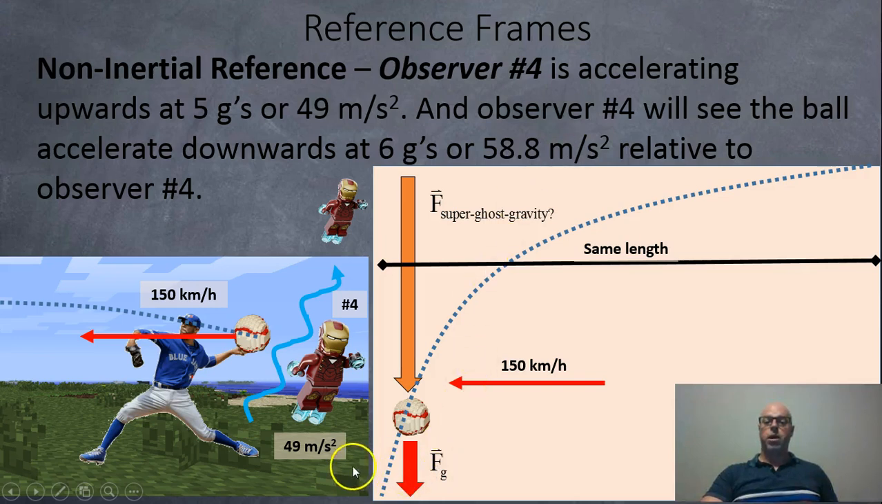So as Iron Man's going up and staring at the ball going down, the ball's going down really quickly now. It's going to be going down at 6 g's relative to Iron Man. So we got the force of gravity providing 1 g. There must be some super ghost gravity or something, or some fictitious force pushing it down at another 5 g's. And so we get this extreme parabolic arch right here. Same length as everybody else, but now the height, whoosh, it's just going down there.